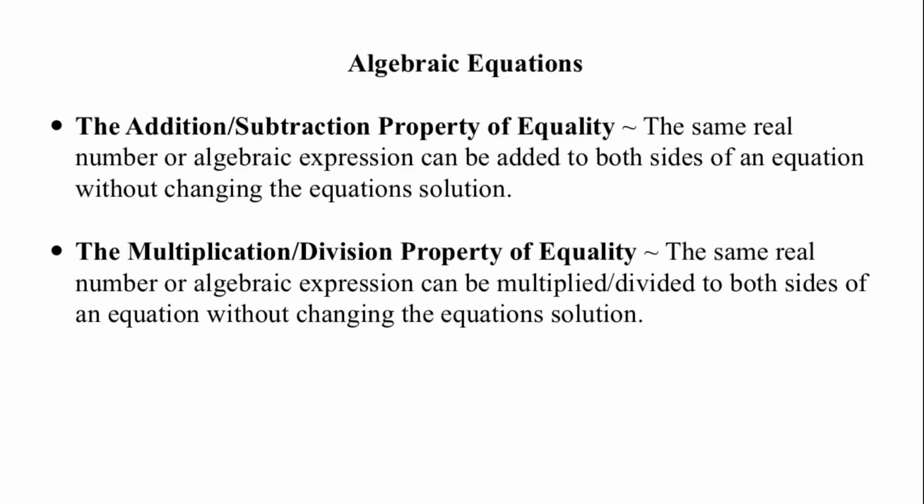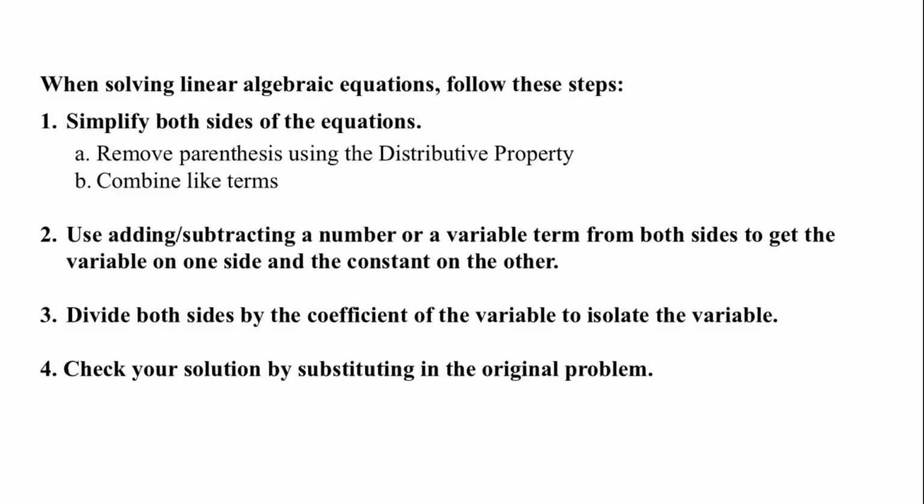Understanding algebraic equations involves knowing properties of equality. The addition-subtraction property allows adding or subtracting the same value from both sides, while the multiplication-division property allows multiplying or dividing both sides by the same value. Solving linear algebraic equations involves several steps. Simplify both sides, use addition or subtraction to isolate the variable, divide by the coefficient, and check your solution by substitution.